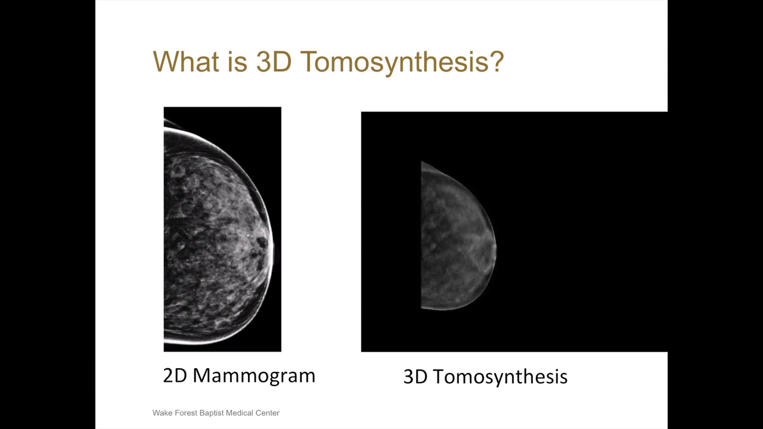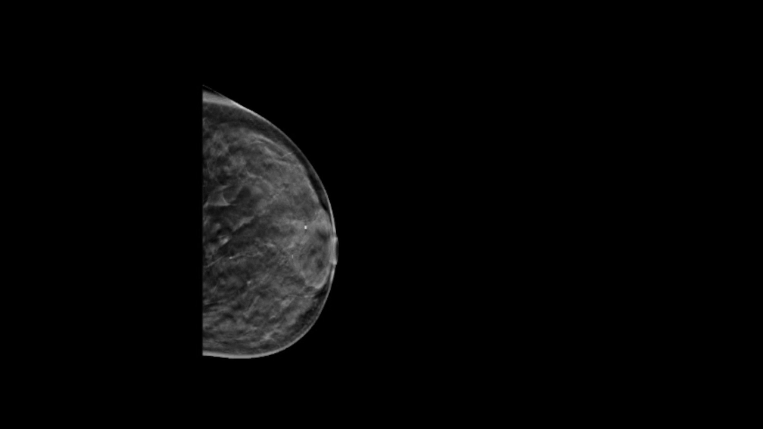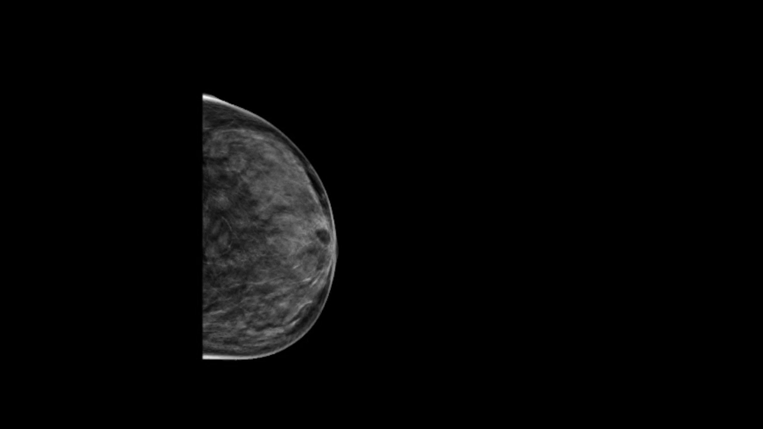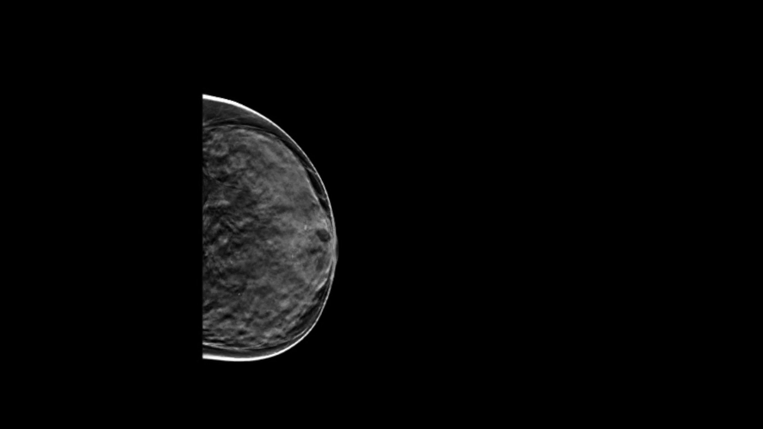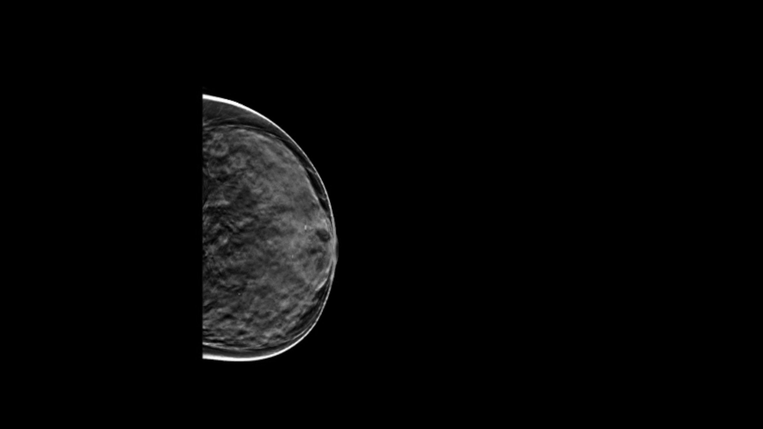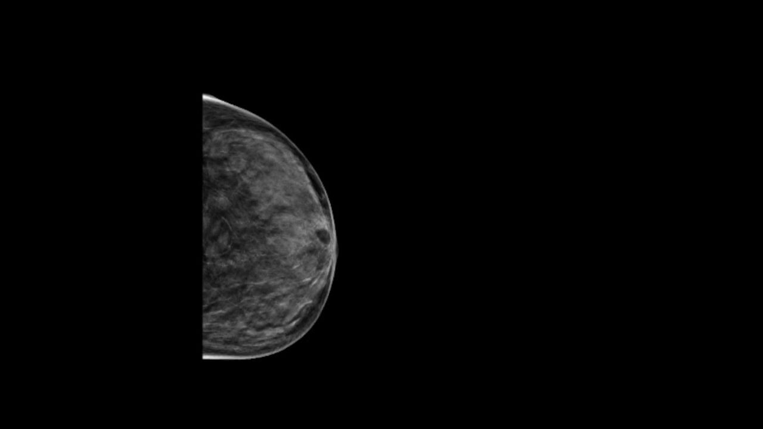So here's a picture of a standard 2D mammogram, and then this is 3D tomosynthesis. I'm going to click on this, and you'll see we're actually going through slices of this image. So we're able to get a lot more information. And these slices are very small, 1 millimeter. So we're really able to evaluate the breast, especially dense-breasted women, better.